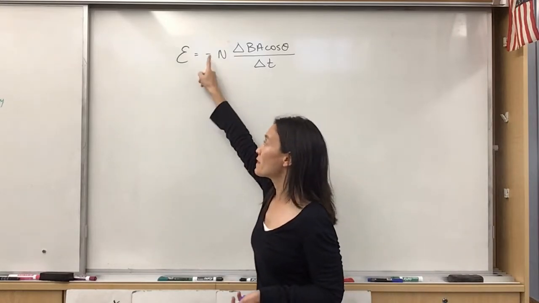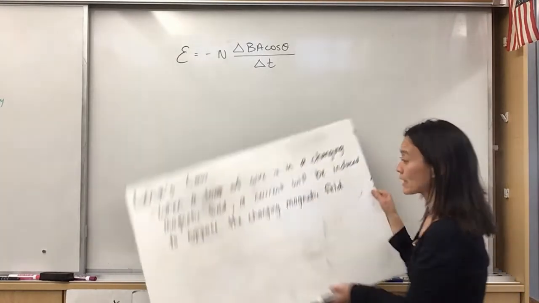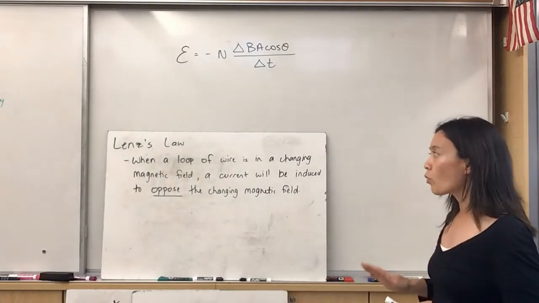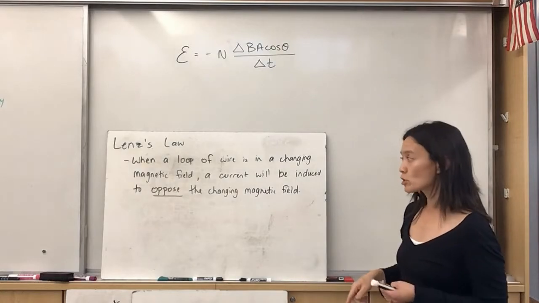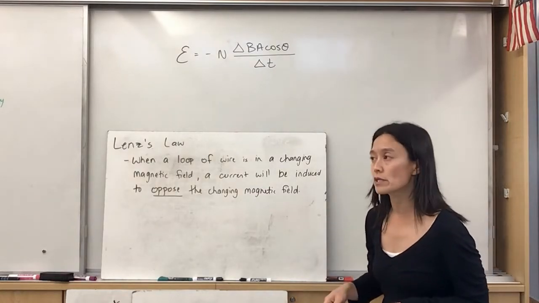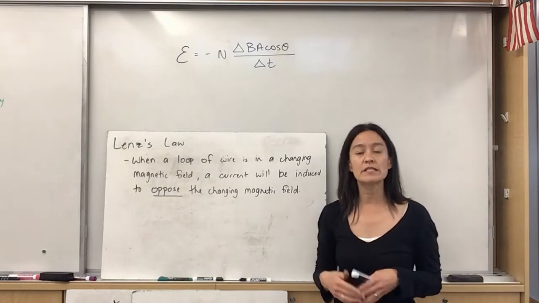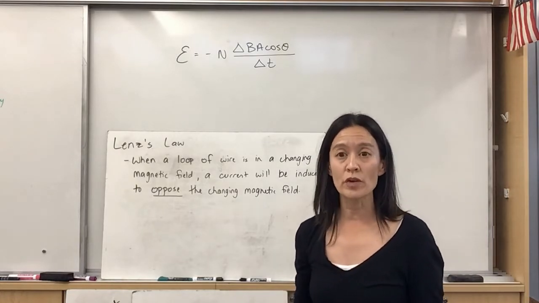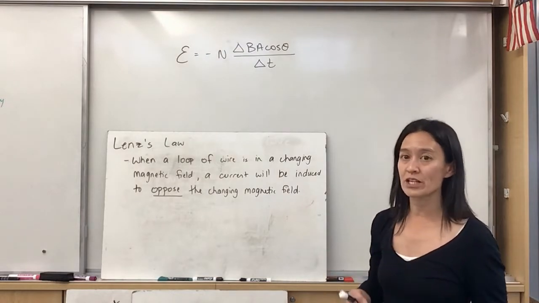Let's talk now about this negative idea. This negative idea is described by something called Lenz's law. Okay, so Lenz's law says that when a loop of wire is in a changing magnetic field, a current's going to be induced to oppose the changing magnetic field. So the negative is indicative in that the eventual resulting electrons that are going to move, they're going to move such that they go against however it was that change happened.